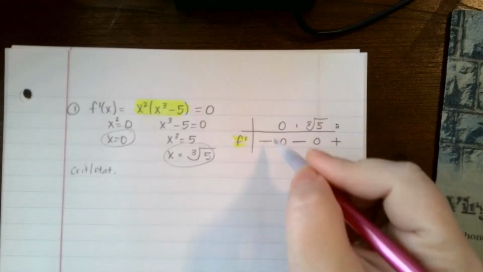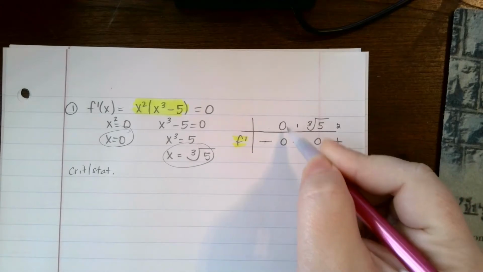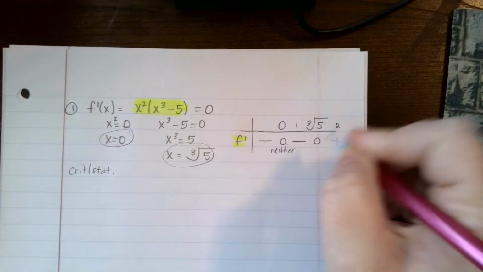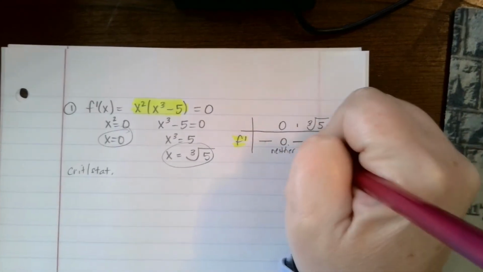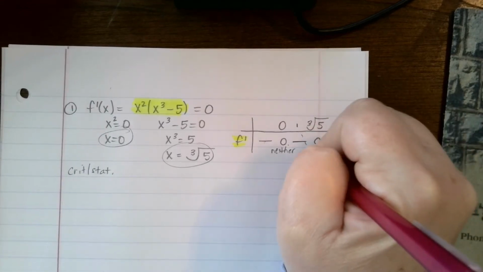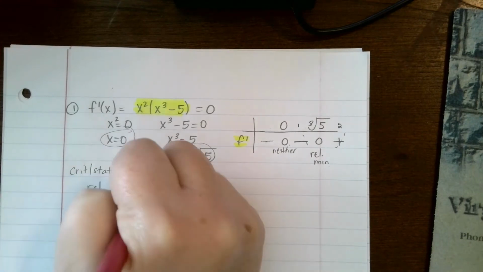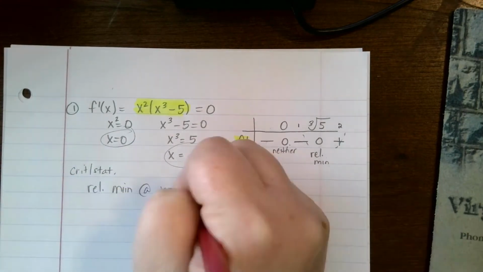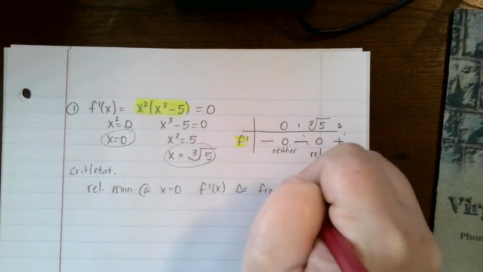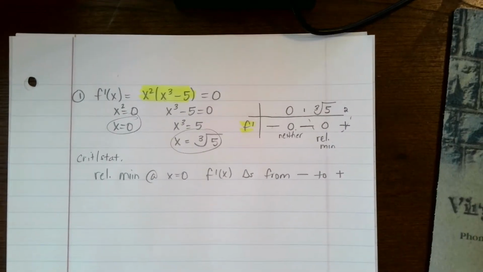So this decreases and then decreases, which means you don't have anything as far as a relative max or a min. This would be a neither. This decreases and then increases, so decreases and then increases means that you have a relative min. So you have a relative min at x equals 0 because f prime of x changes from negative to positive. Okay, so that's number 1.